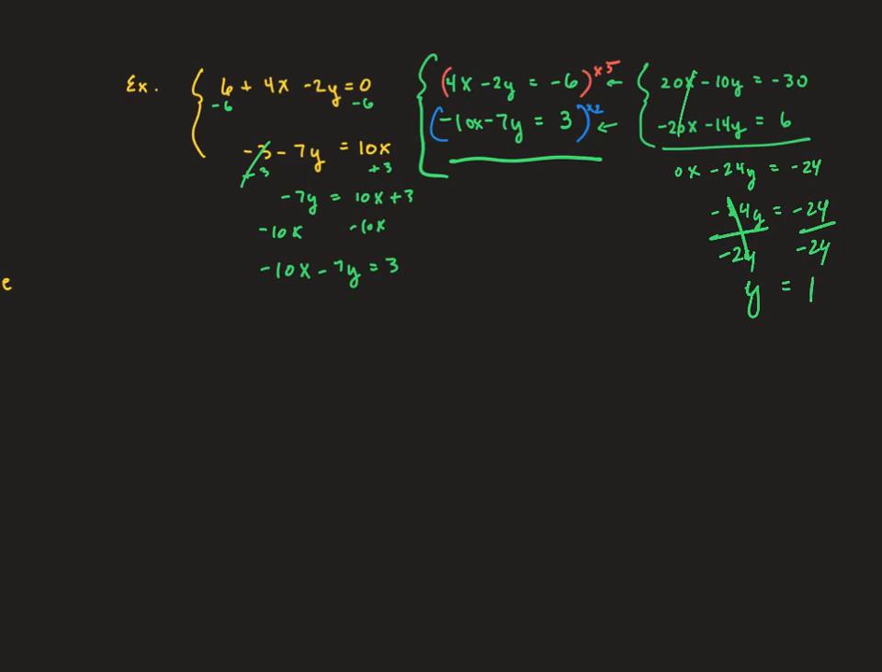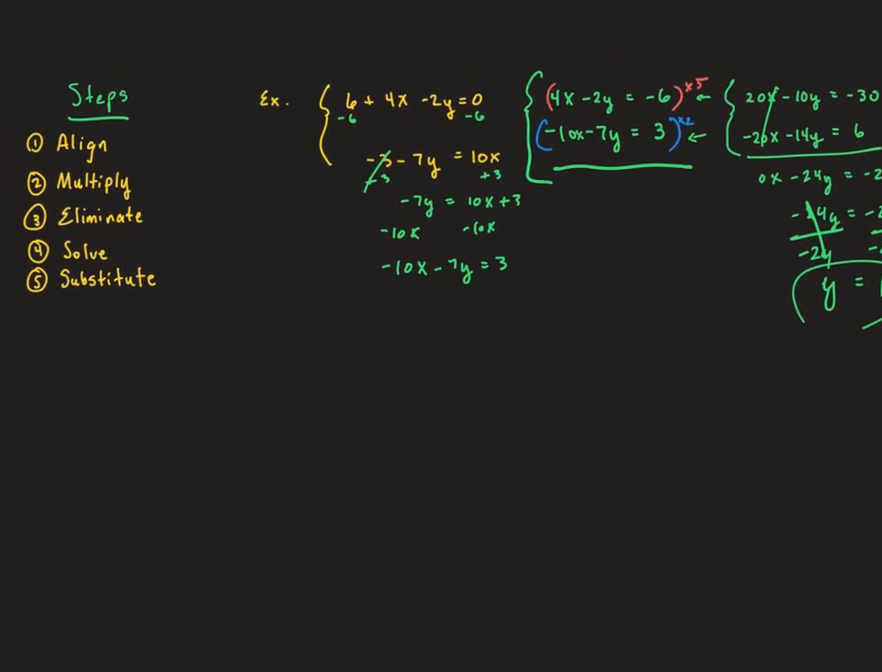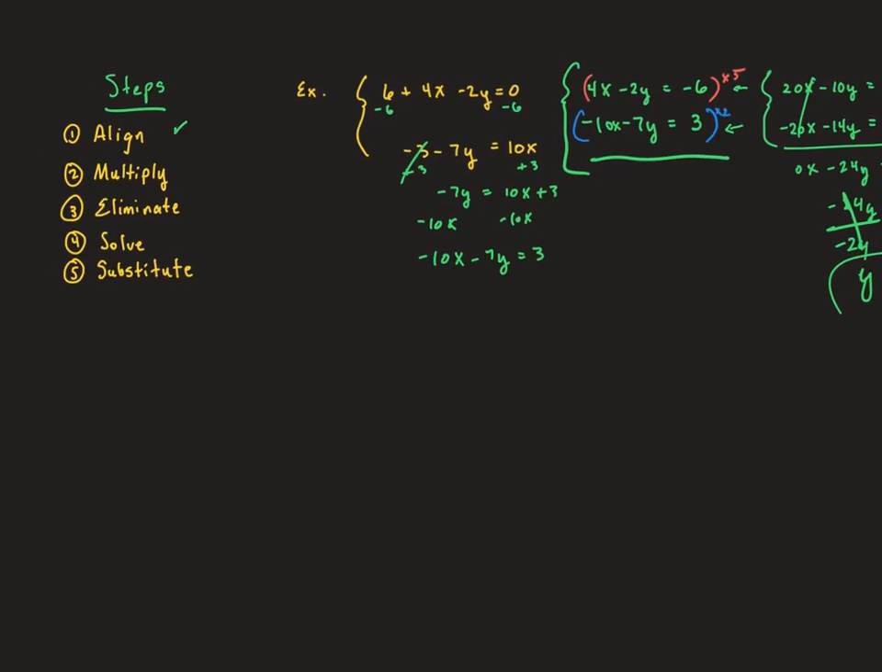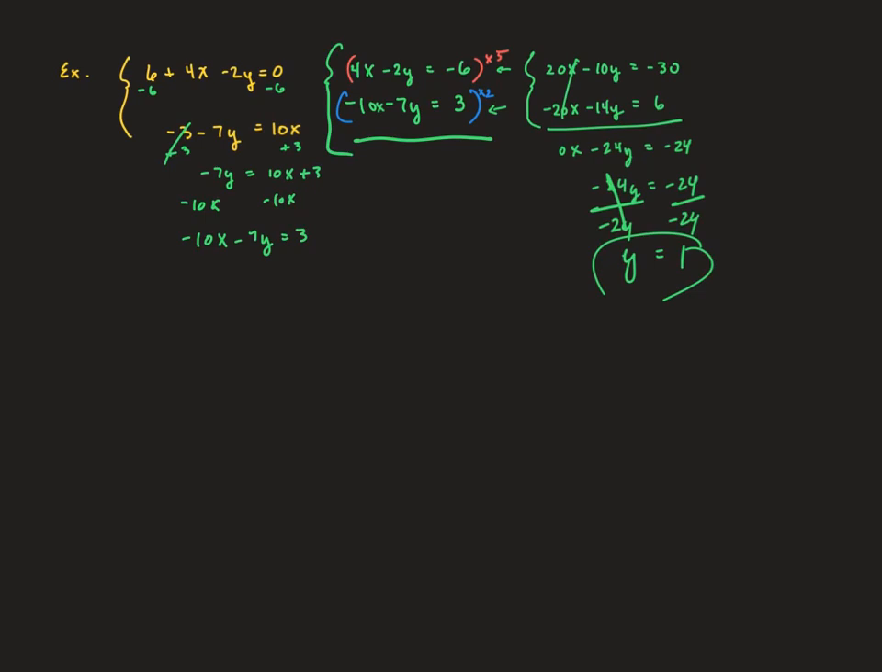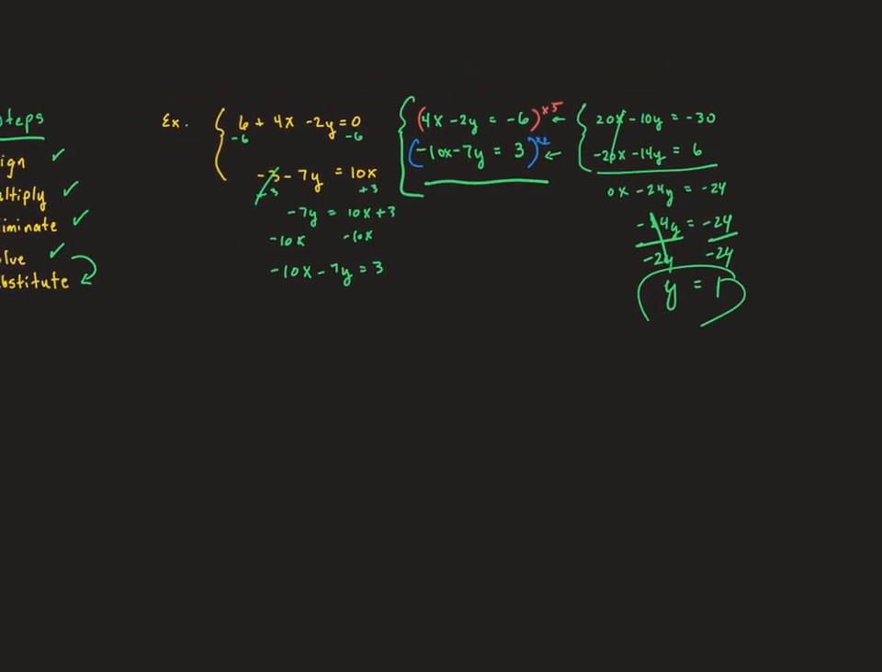So I have found the value of y. So I have aligned, I multiplied, I have eliminated one variable, I have solved, and then I'm going to substitute now. I'm going to substitute the value of y back into one of my original equations so I can find out what x equals.